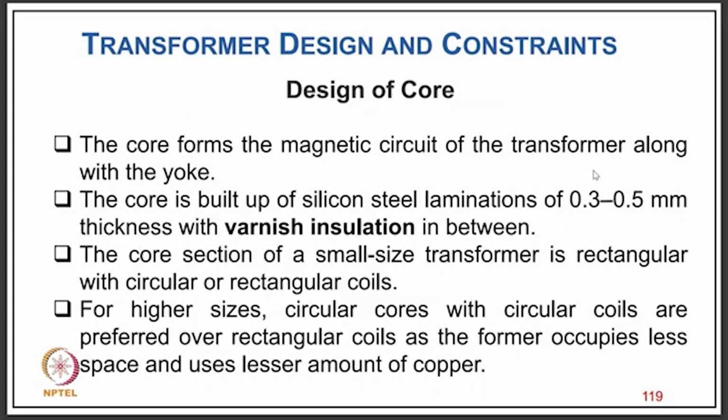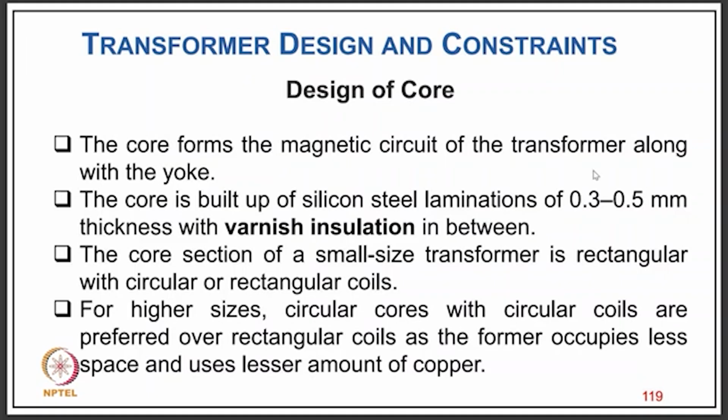Now coming to the design of the core. The core forms the magnetic circuit of the transformer along with the yoke, and the core is built of silicon steel laminations of thickness 0.35 to 0.5 millimeter, with varnish insulation in between to reduce the eddy current losses and to provide high resistance for the eddy current induced in the core.